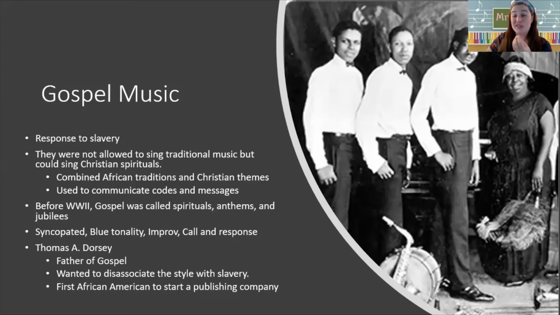And this was also used to communicate. Some of these spirituals were coded and they would send messages to each other. There's several songs that were used on the Underground Railroad to convey directions.